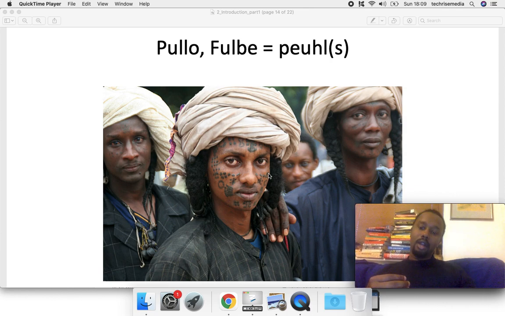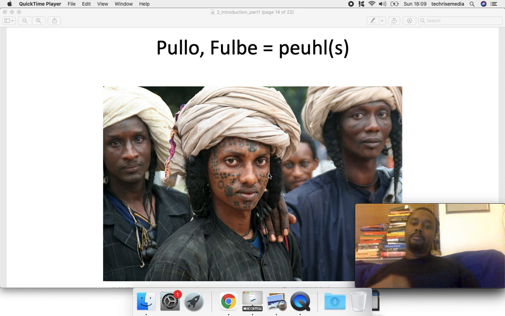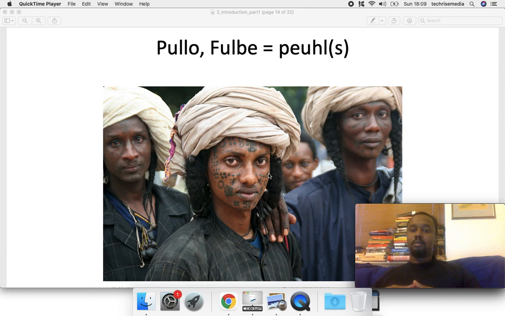So a puller is one person, and phobe is people, more than one person. So we are phobe, or Fulbe as you'd call them. So this is a puller and Fulbe, right?